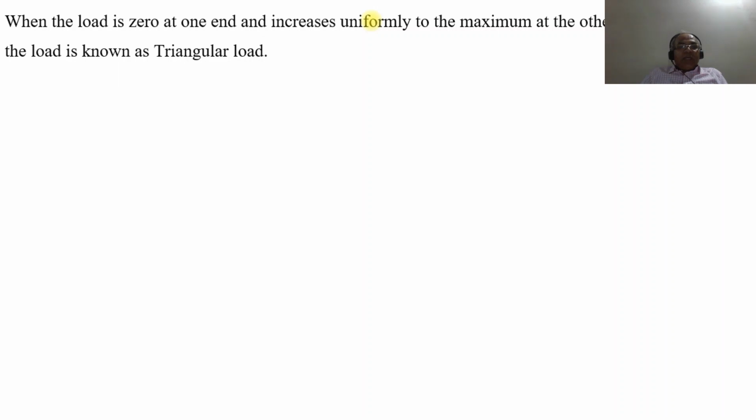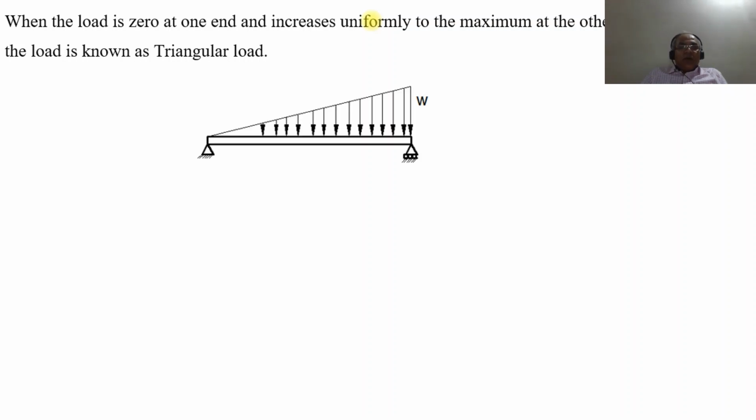When the load is zero at one end and increases uniformly to the maximum at the other end, the load is called triangular load. So you have the load at one end as 0, increasing uniformly to the maximum w at the other end. The load is called triangular load because the shape looks like a triangle.